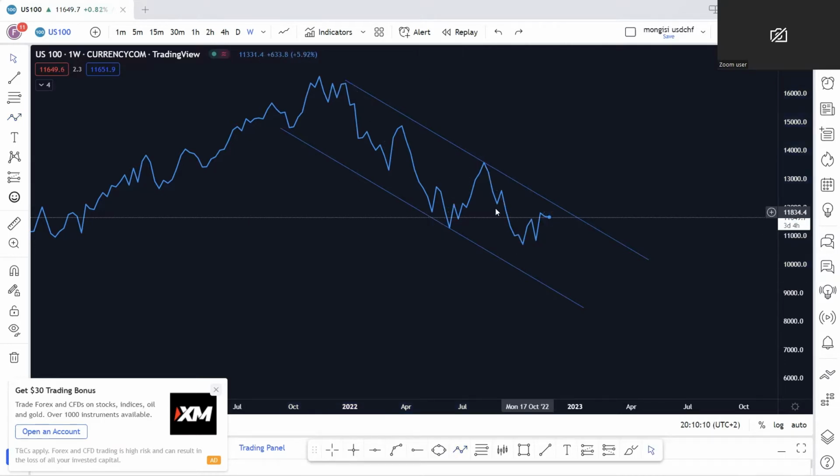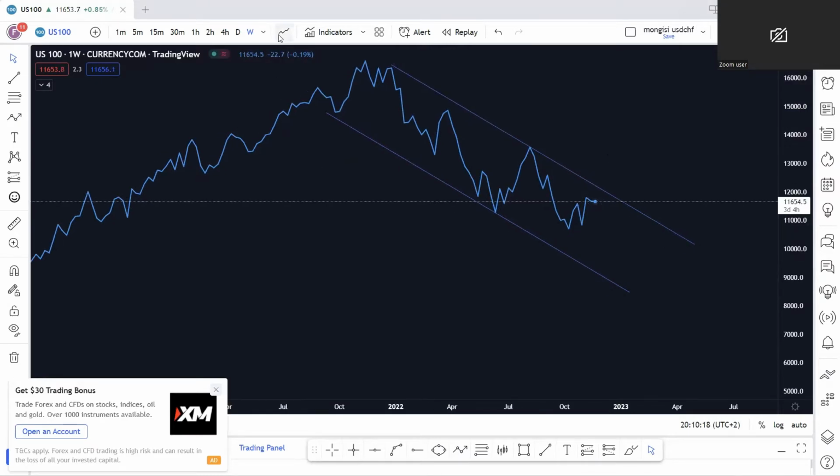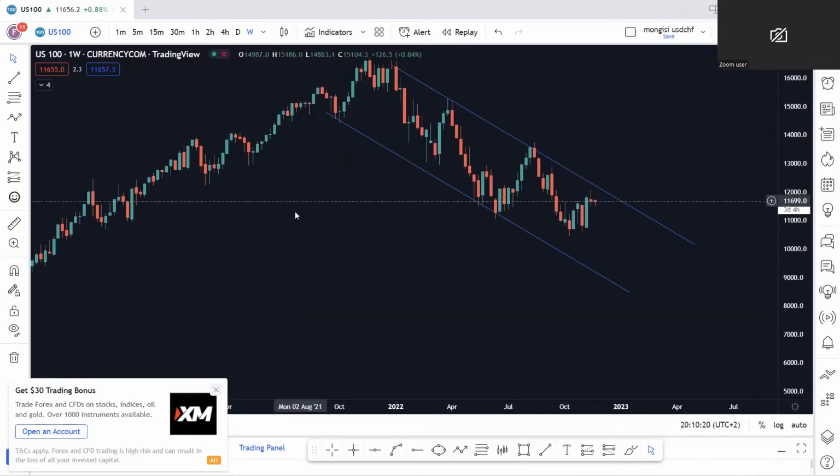Basically, we would have expected that if this pattern continued to just go down, but now you see that the market is trying to go up. Let's just figure out what that means. I'll go back to our candles.